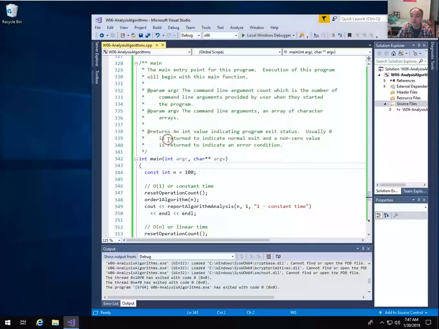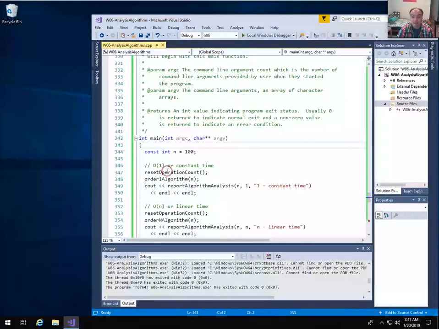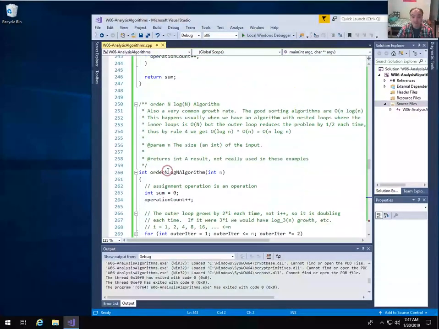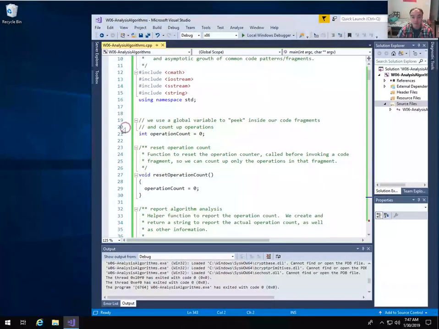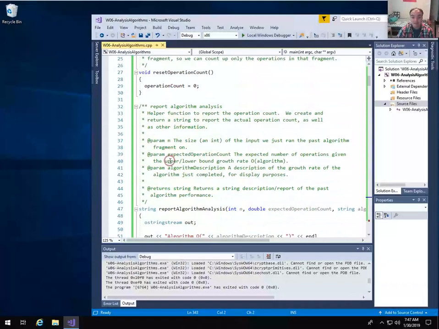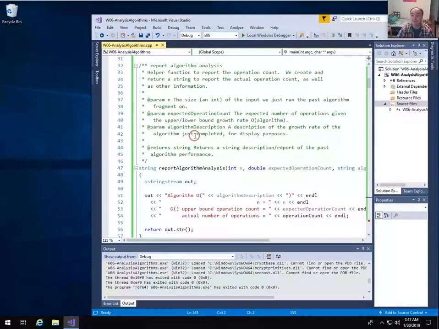So as usual, I'll post this example code with the video. If you look at this sample code, I've got a bunch of little functions that really illustrate the basic algorithmic growth rates that you ought to be familiar with after taking an undergraduate class in algorithms and data structures.